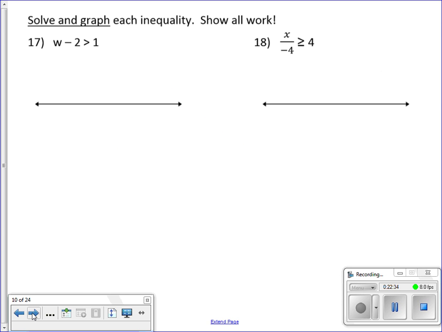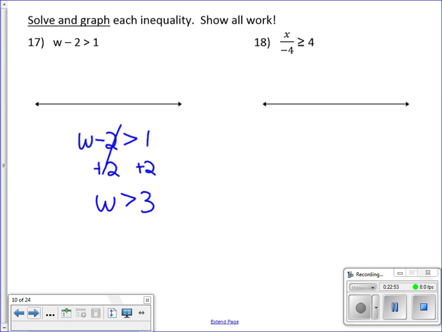Okay, now I actually have to solve and graph the inequalities. Remember, inequalities work the exact same way that equations work. So I have w minus 2 is greater than 1. I'm going to add 2 to both sides. This cancels out. I get w is greater than 3.